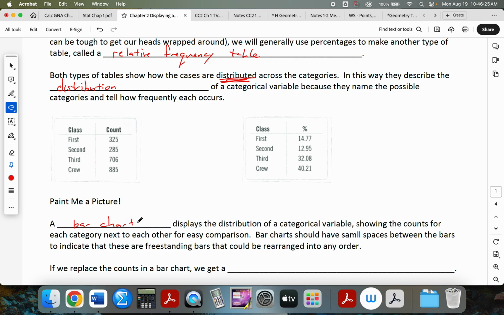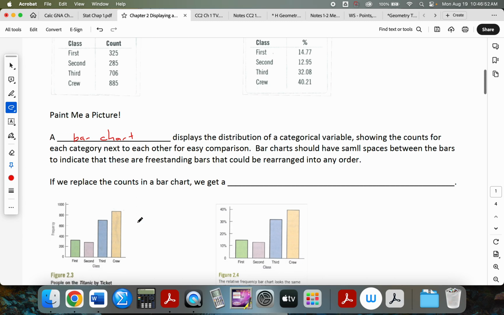A bar chart should have small spaces between the bars to indicate that these are freestanding bars and can be arranged in any order that you want them to, because for categorical data, you don't have to do it in any particular order. Now, just personal preference, I like to do it so that I have the biggest on one end and the smallest on the other end, and they're in order. But it's not super important that you do that.